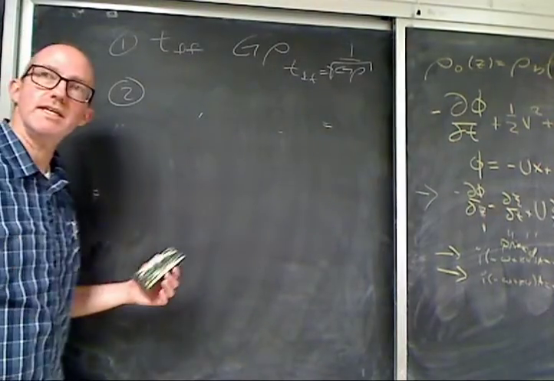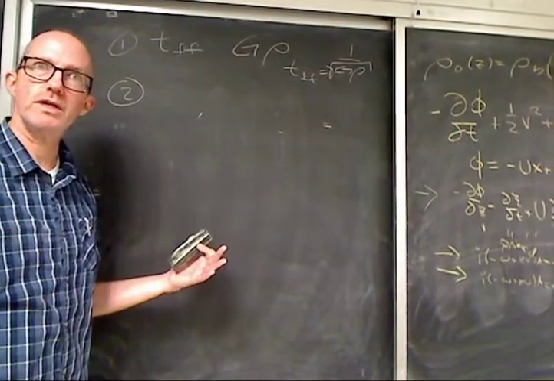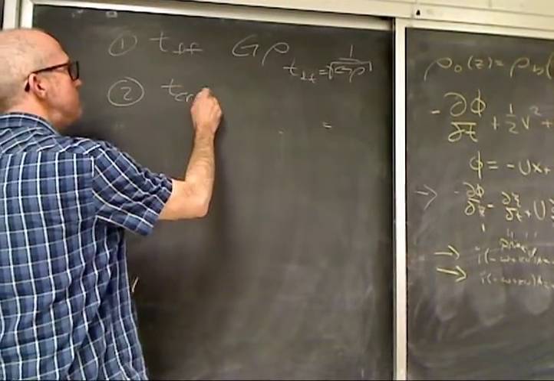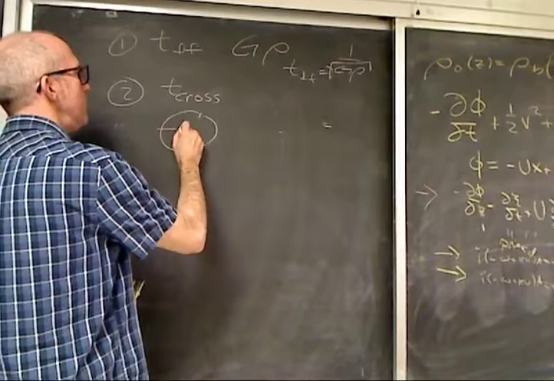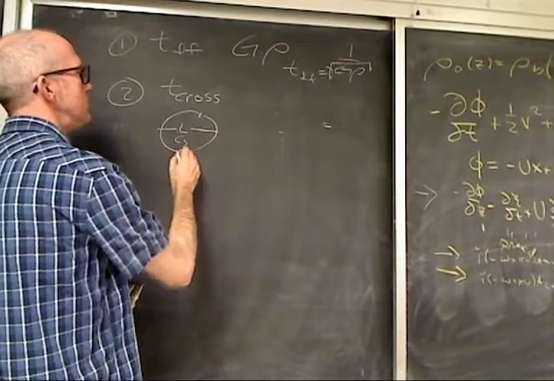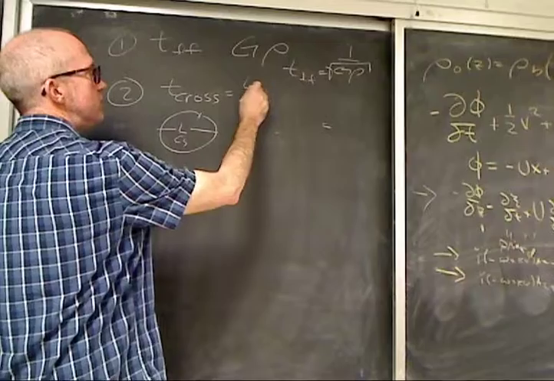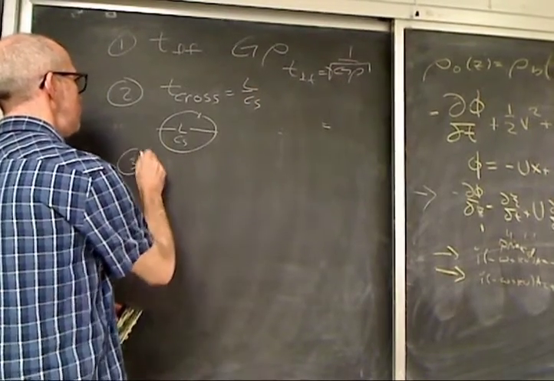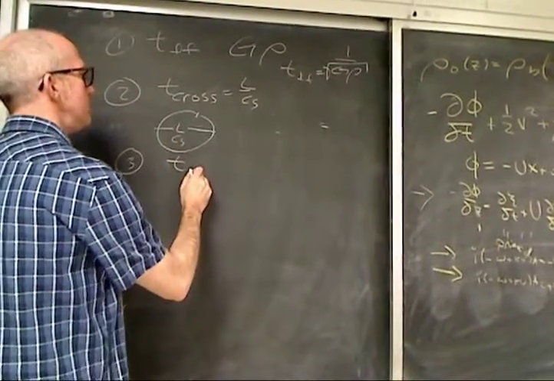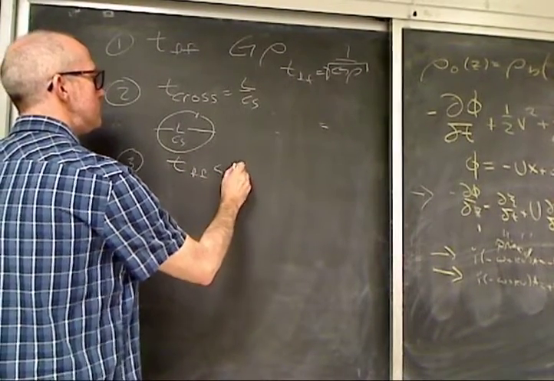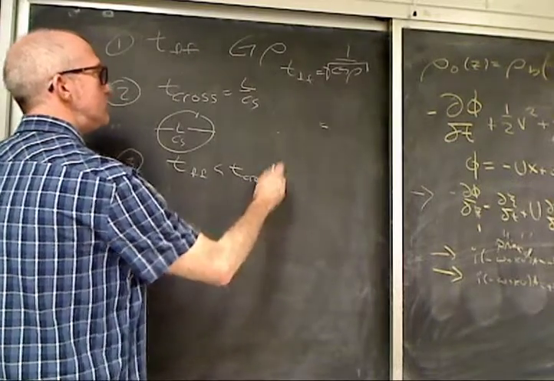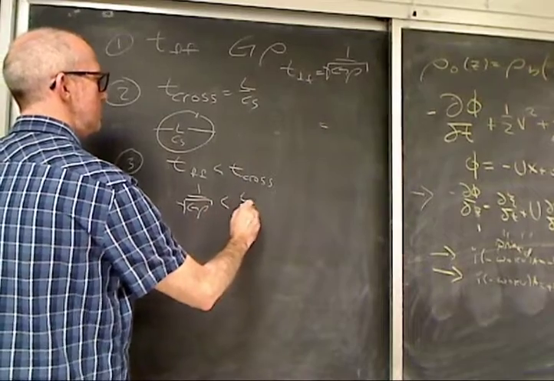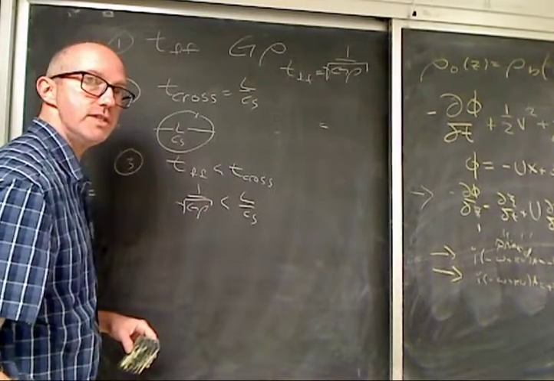And the second thing is can a pressure wave support a collapse before it collapses? So we need to know what the T crossing time is. If I have a blob of length L and it's got some sound speed c, then the crossing time is just L over c sound. So then the third bit is we need to say that things will collapse if T free fall is less than T cross. So we plug in and we get 1 over g rho. It's got to be less than L over c, squared over c.